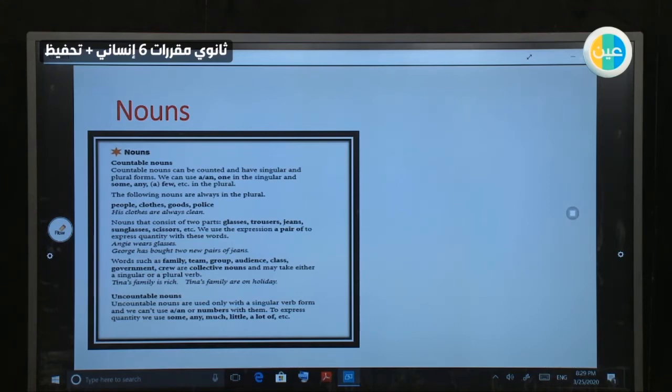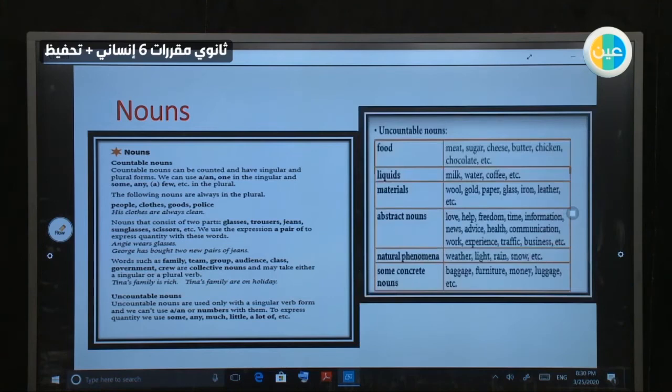And we have uncountable nouns. What do we mean by uncountable nouns? Why do we use them? We use them only with a singular verb form, and we cannot use a or an or even a number with them. I cannot say I drink one water or I drink a water, because water is uncountable. Okay?